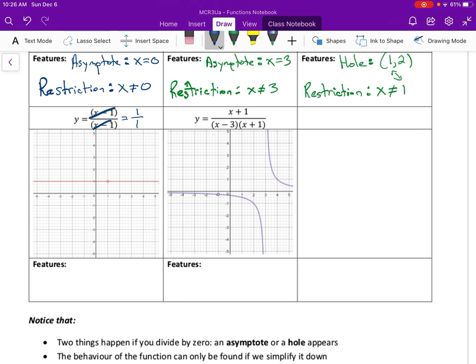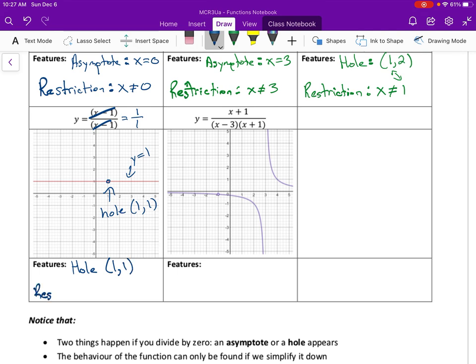So this becomes 1 over 1, or just 1. And so I get this straight line of y equals 1. So this is my graph, y equals 1. And again, hard to see, but there is a little hole here at x equals 1. And if I was to look at the y value, it looks like 1 as well. And so my features, I've got a hole at (1, 1).